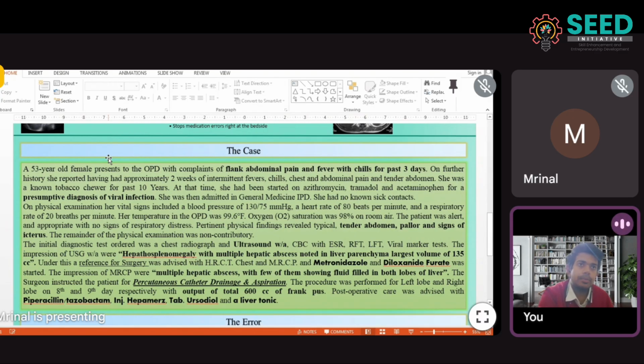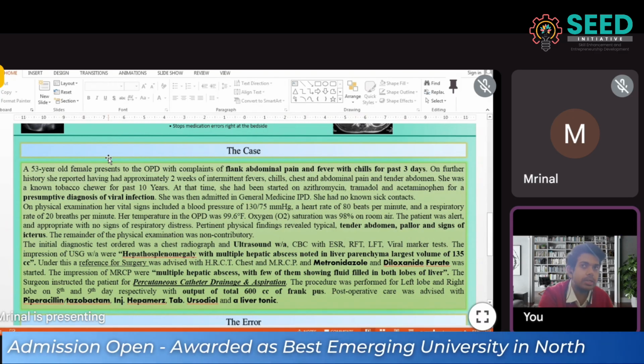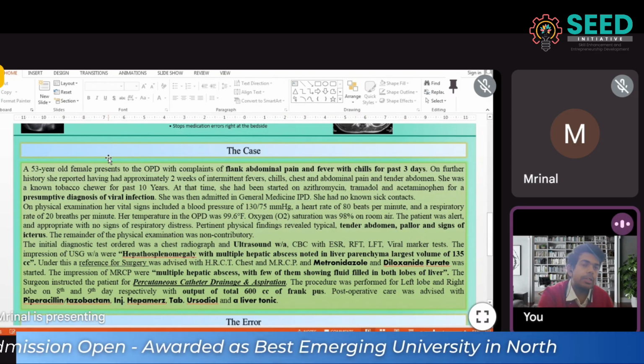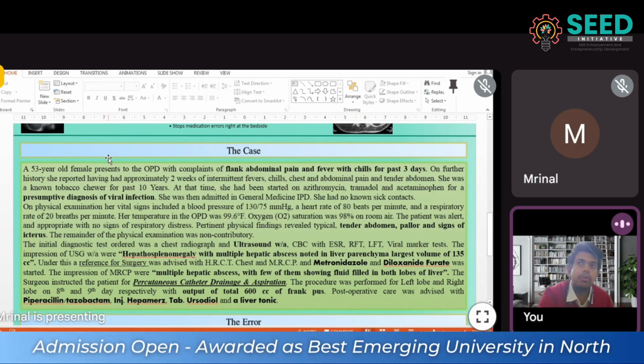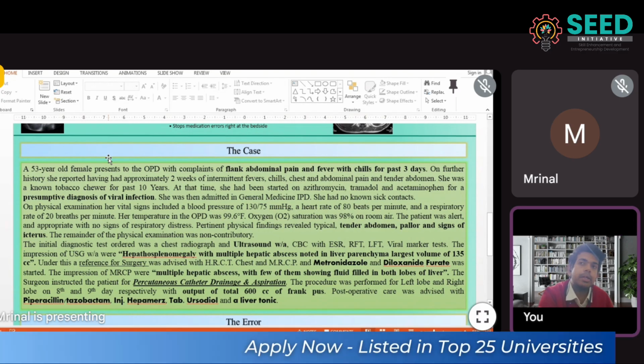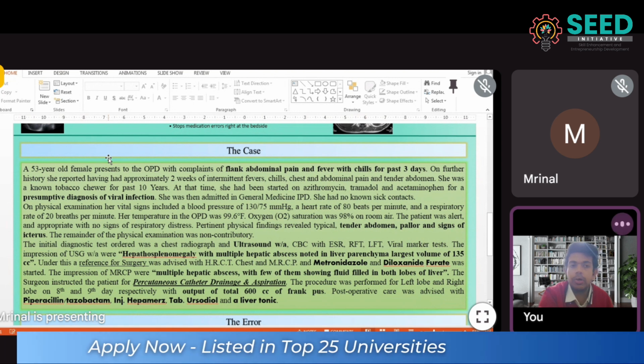The patient was alert, and there was no sign of respiratory distress. Further inspection revealed that the abdomen was tender and there was a sign of pallor and icterus. What is icterus? Icterus is a symptom of jaundice. The remainder of the patient's physical examination was non-contributory.